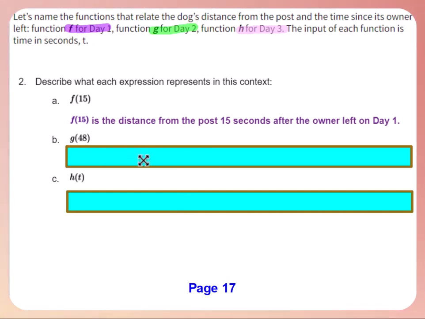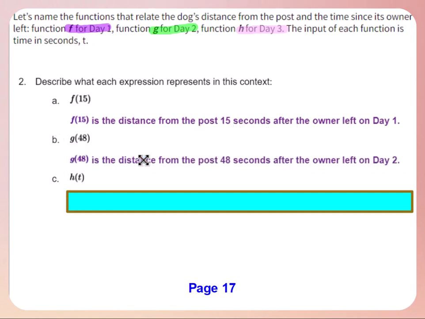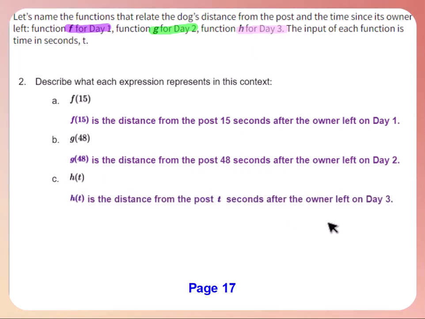All right, G of 48 is the distance from the post 48 seconds after the owner left on day 2. What does H of T represent? Well, H is going to be day 3. So it's the distance from the post, T seconds, we don't know the exact number, after the owner left on day 3.